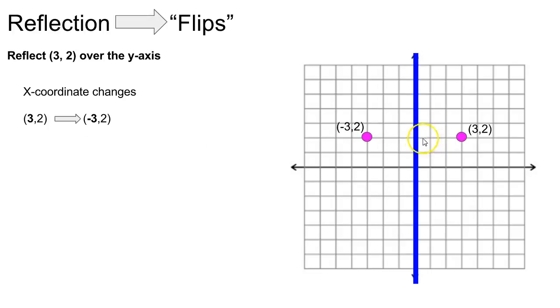Now notice that when we're flipping it over the y-axis, it's our x-coordinate that is changing. 3 went to a -3. So all that's happening is that our x-coordinate is becoming negative, multiplied by the -1.